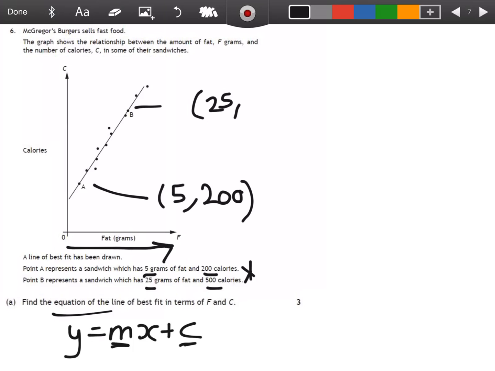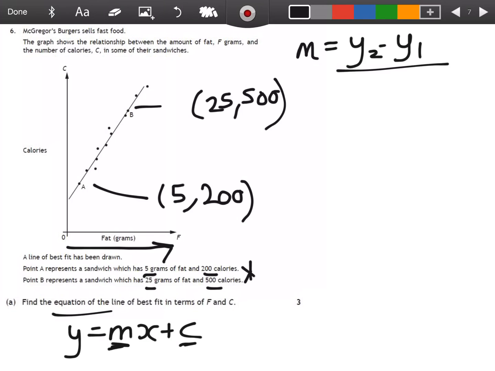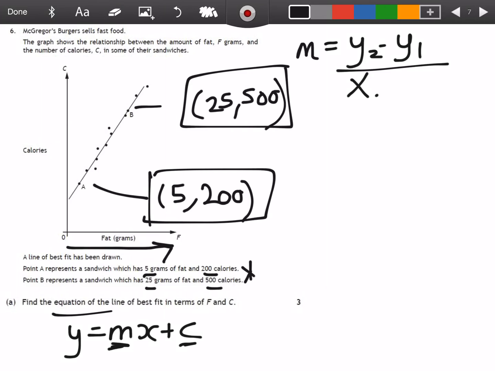25, 500. I'm now going to work out the gradient, which is our value for m. To work out the gradient, remember, it's another formula that you should know. Difference in the y values or the verticals, y2 minus y1, over x2 minus x1. You must know that formula, okay? We'll call this point 1, x1, y1, and this point 2, so this is x2 and y2.